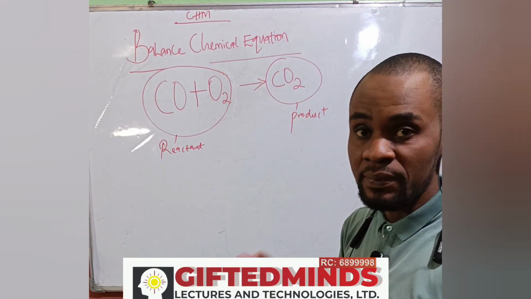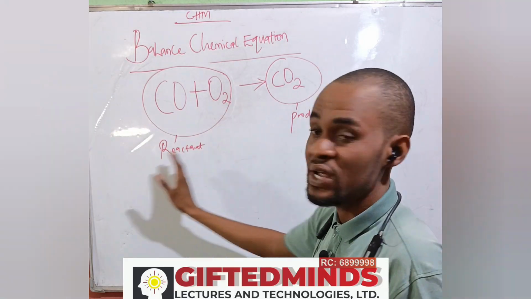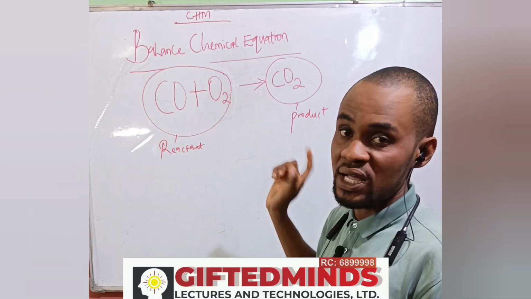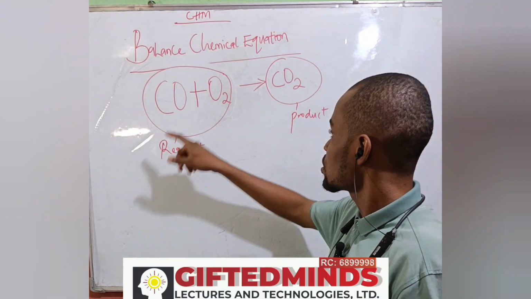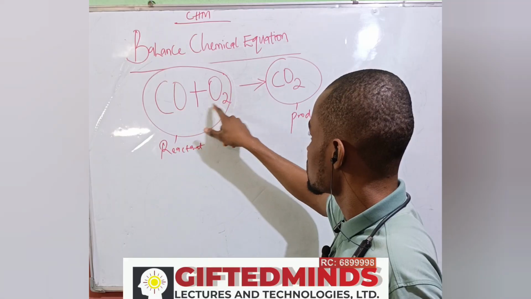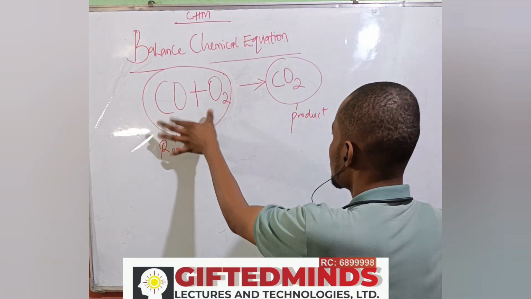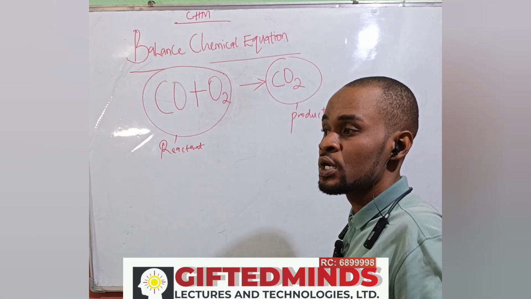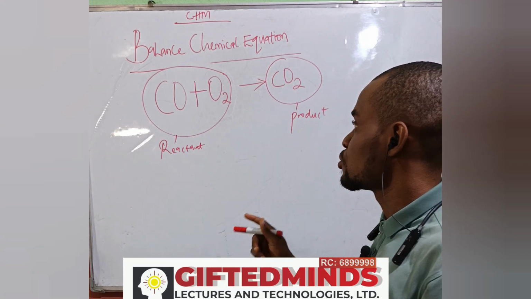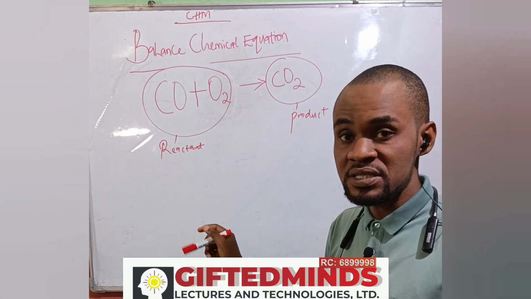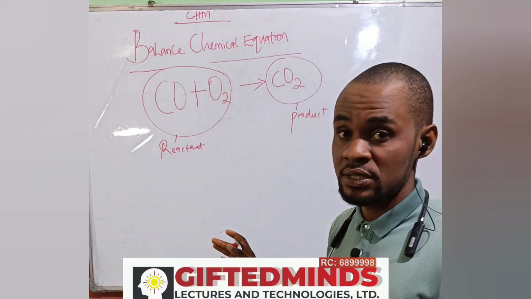Now this equation is not balanced. How do I know? Take for example, all the carbon on the reactant side is one. Only one carbon is here, and here the carbon is also one. Carbon is okay. Now oxygen is two in this place and one here, which means all the oxygen on the reactant side is three, but here it is two, which means it is not balanced. As long as only one atom or element is not balanced, it means the entire equation is not balanced.